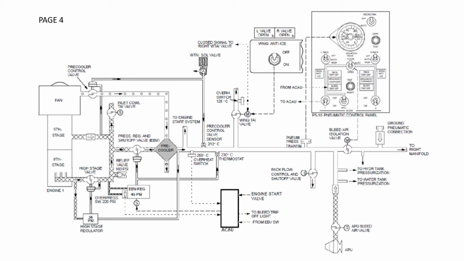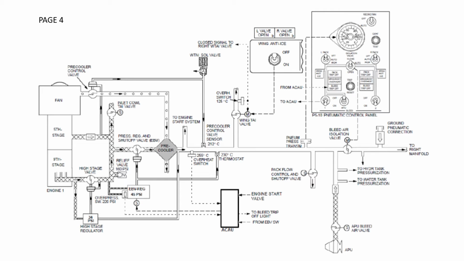So 212 degrees is pretty okay, and it's what we can work with, but we do need to provide some protection if it gets too hot. Now we have two ways of doing that. We have a 230 degrees C thermostat. Now the thermostat is a non-electrical device, it's a pneumatic device. And we also have a 255 degrees C overheat switch. Now the overheat switch is an electrical switch. And that's going to cause the PRSOV to trip off and close.